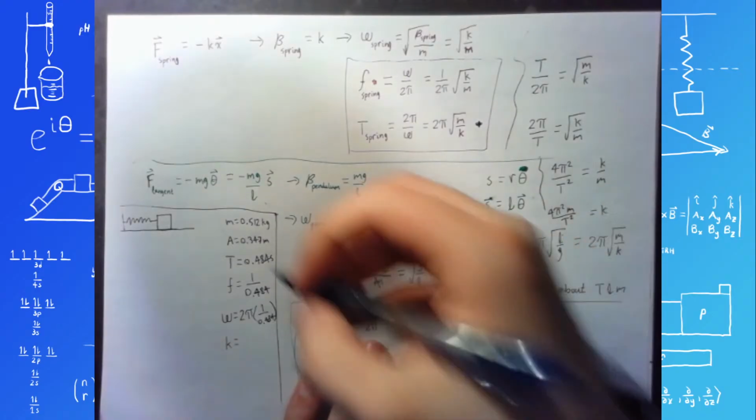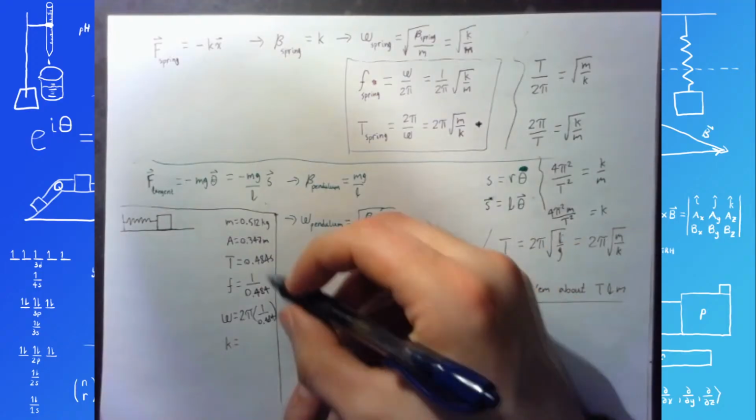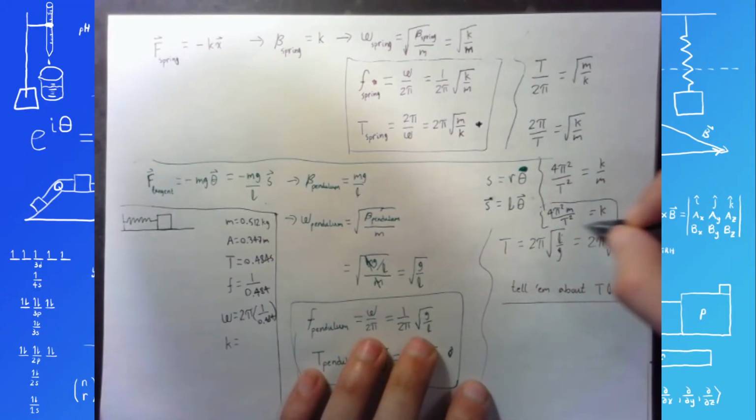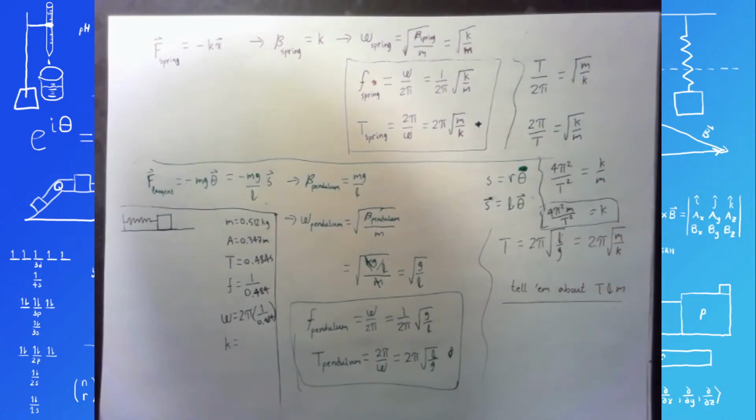You know m is 0.512, you know t is 0.484. Don't forget to square it. Plug in those numbers and get k. Again, you don't need me to do that for you. So that was the force constant.